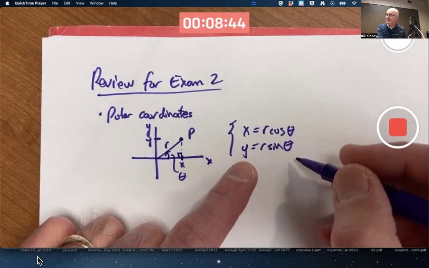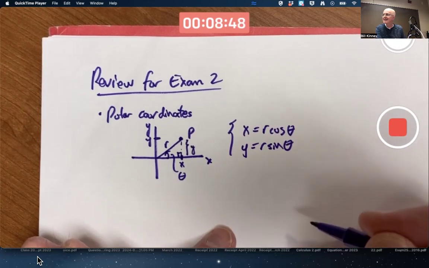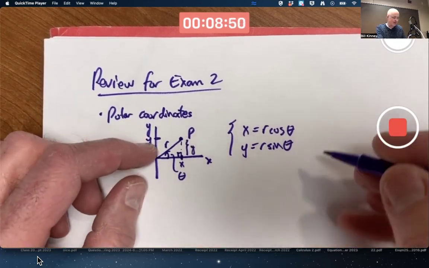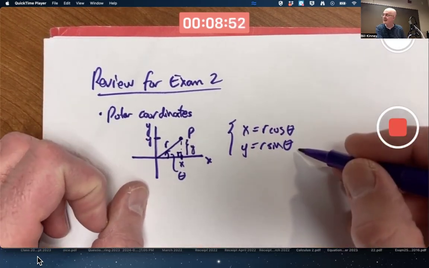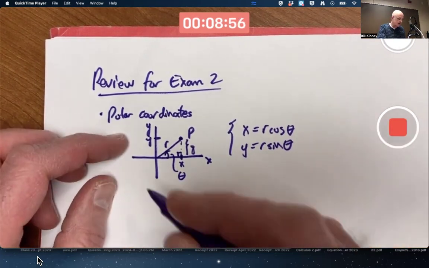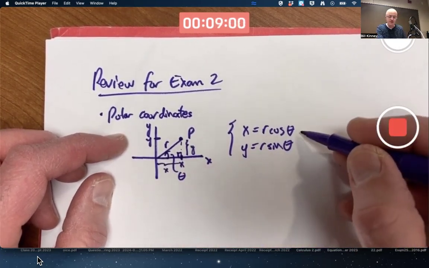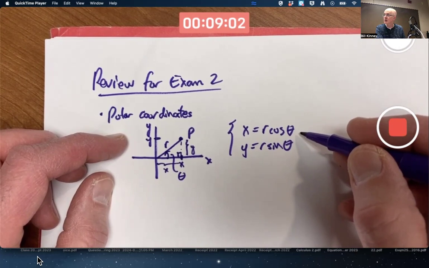So sine is opposite over hypotenuse. The opposite side for that angle is y. The hypotenuse is r. Therefore, you multiply both sides by r and get y equals r sine theta. Cosine is adjacent over hypotenuse. The adjacent side is x. Cos theta is x over r. Multiply both sides by r and get this equation.